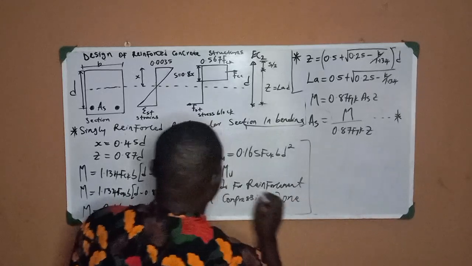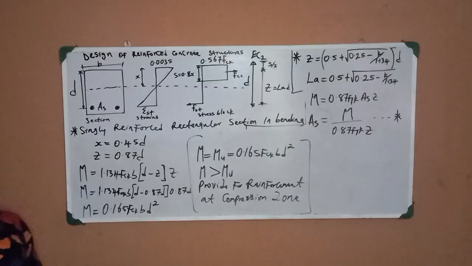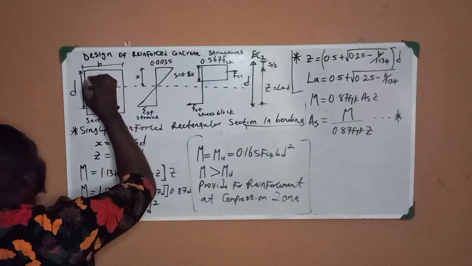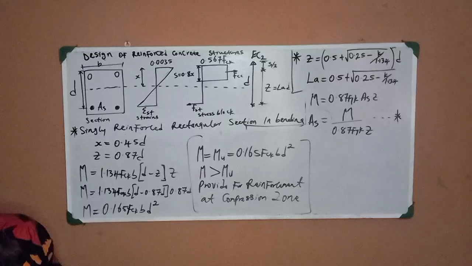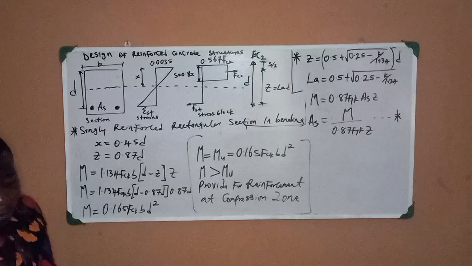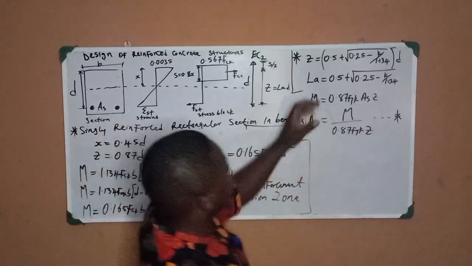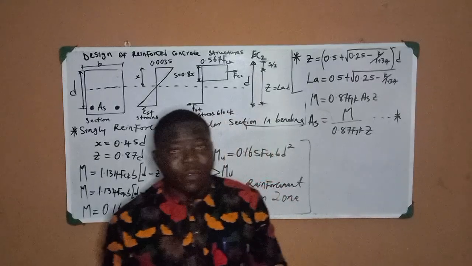So anytime the applied moment is greater than the ultimate moment of resistance, that means you have to provide reinforcement at the compression zone. That's the time you now start providing reinforcement here, being the compression zone. So that's the next thing we're going to look at. But for now, all these formulas, master them, write them down somewhere. We're going to be making use of them.